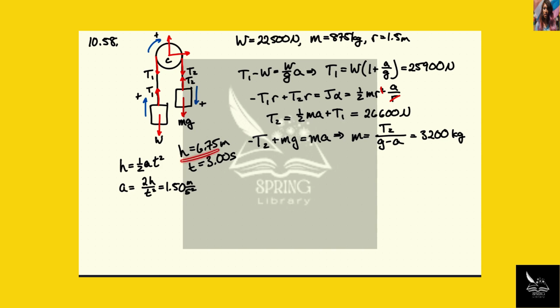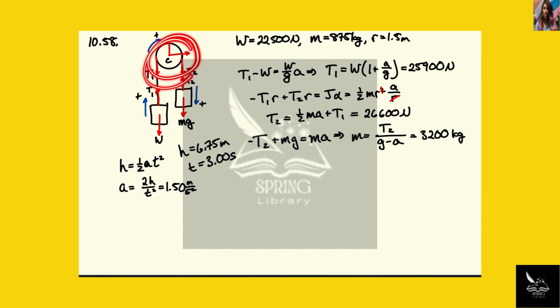So we want it to go this far in this amount of time, so we can get the acceleration. The change in elevation here is 1/2 a t squared because we're assuming it starts from rest. So a is just 2h over t squared, and that winds up being 1.5 meters per second squared. Once we know that, we can plug that into here, and T1 is the weight times the quantity 1 plus a over g, and that turns out to be 25,900 newtons.